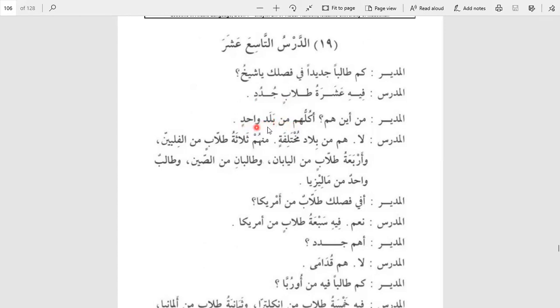Baladin wahidin. We said when the maudud is of 1 and 2, the 1 and 2 work as na'at or manut. So we've got wahidin as na'at because this is mudhakkar, and baladin is manut, also majrurun. Why? Because we've got jarin. So it's jarun wa majrurun wa huwa mudaf wa huwa manut wa na'at. So this is it.